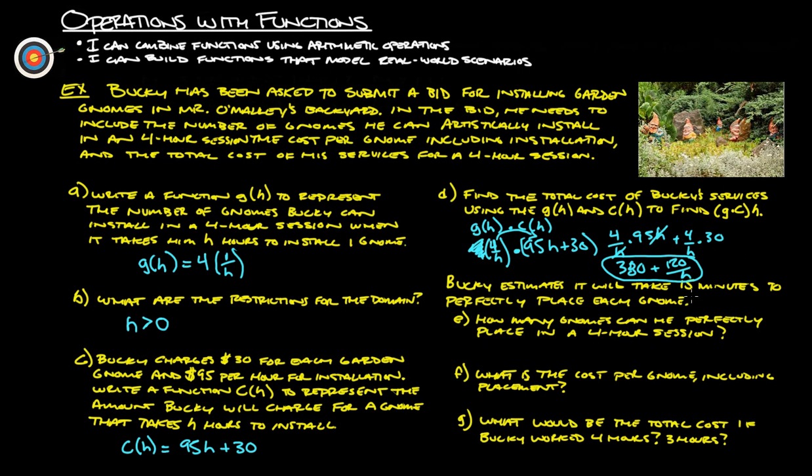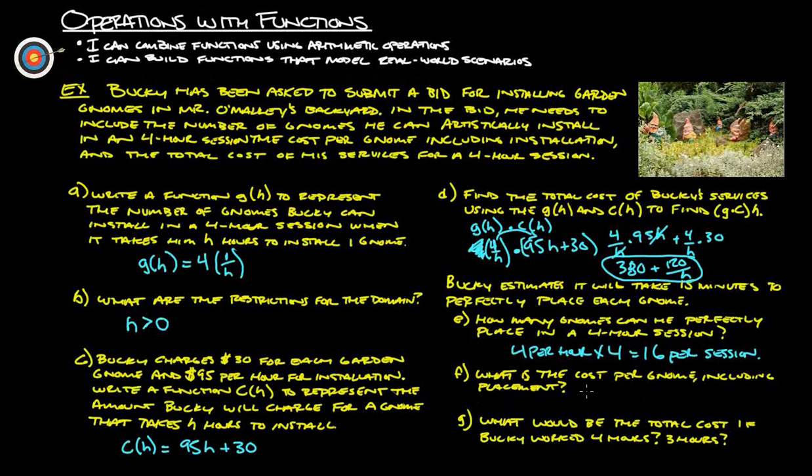Now it says Bucky estimates it's going to take 15 minutes. I drew over the top of that. It's 15 minutes to perfectly place each gnome. How many gnomes can he perfectly place in a 4-hour session? Okay, so if it's 15 minutes, that's 4 per hour times 4 gives us that he can do 16 per session, right?